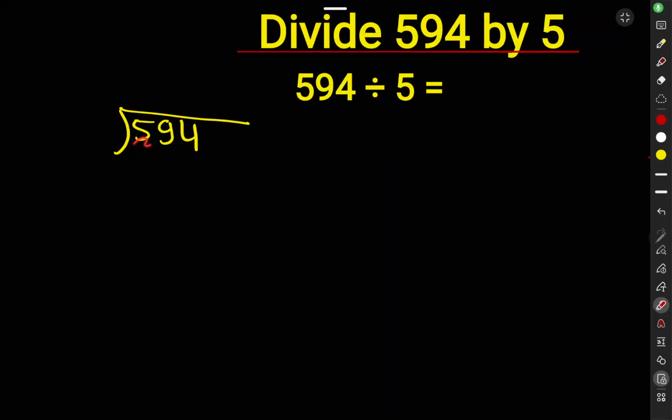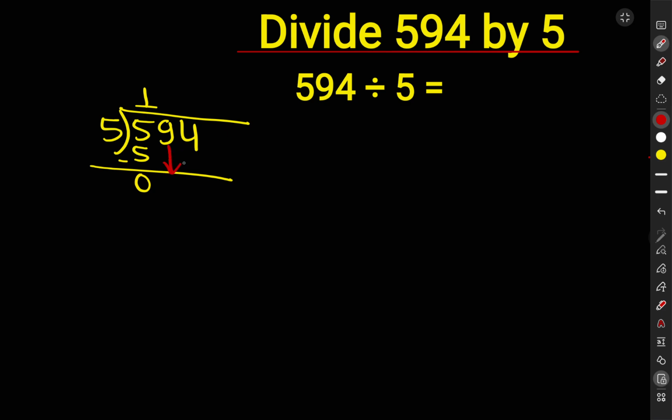Here we divide 594 by 5 in long division method. 5 times 1 is 5. On subtracting we get 0.